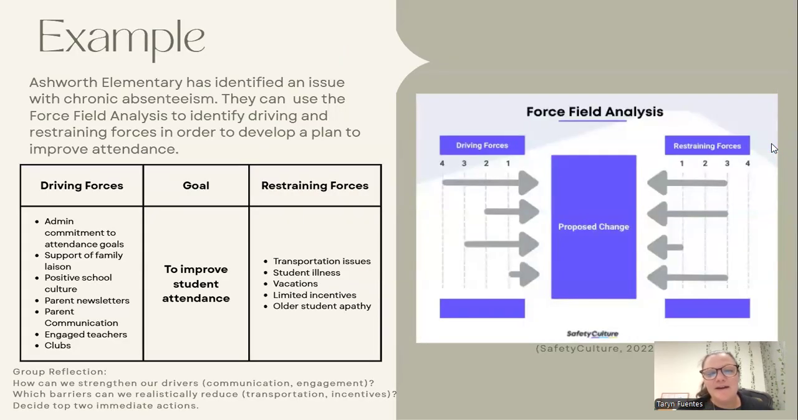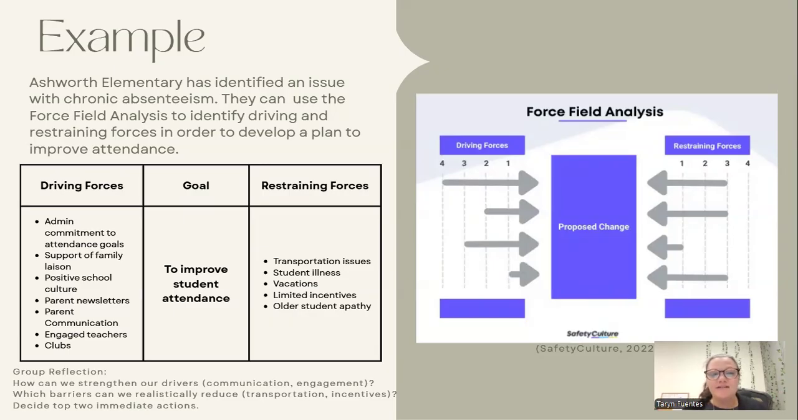Here's an example. My data gathering project was on chronic absenteeism at the school I'm working at. And I think using force field analysis would be a really good way to develop a plan to improve attendance. So I have an example. I have my driving forces on one side, I have the goal, and then I have the barriers, or the restraining forces, on the other side.